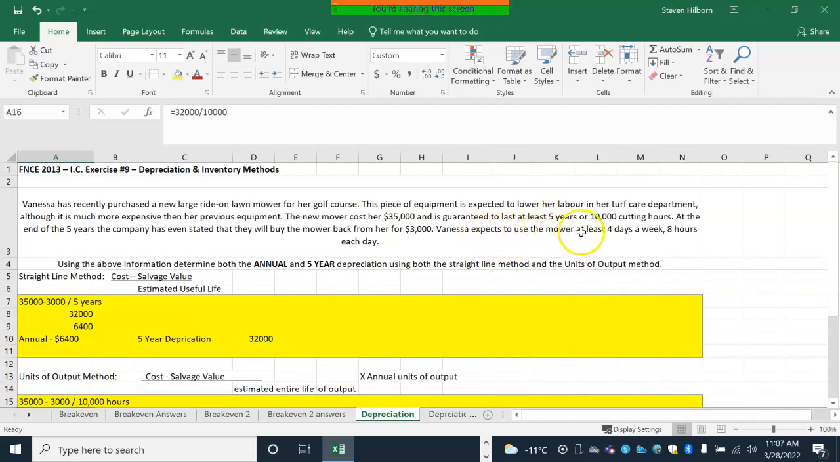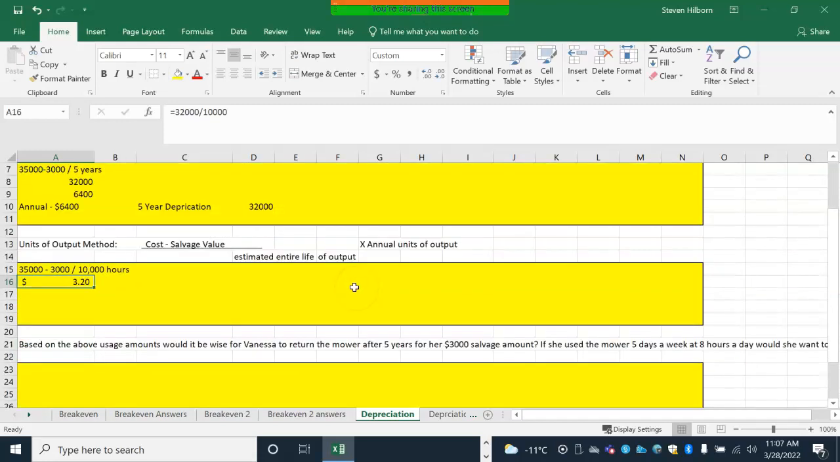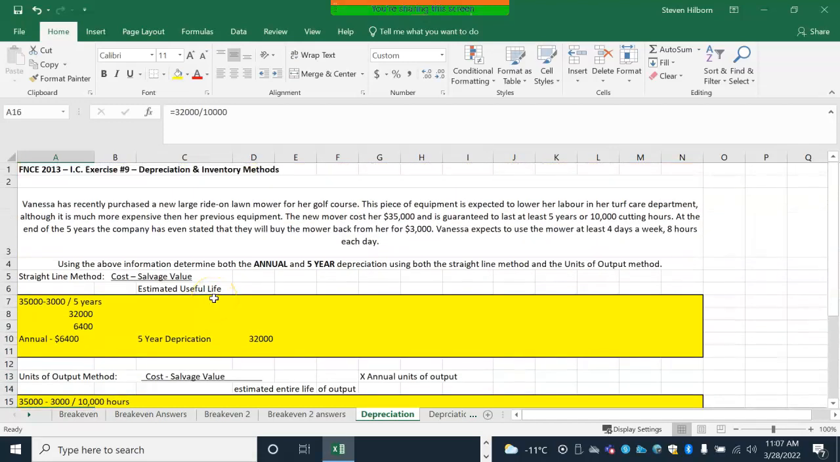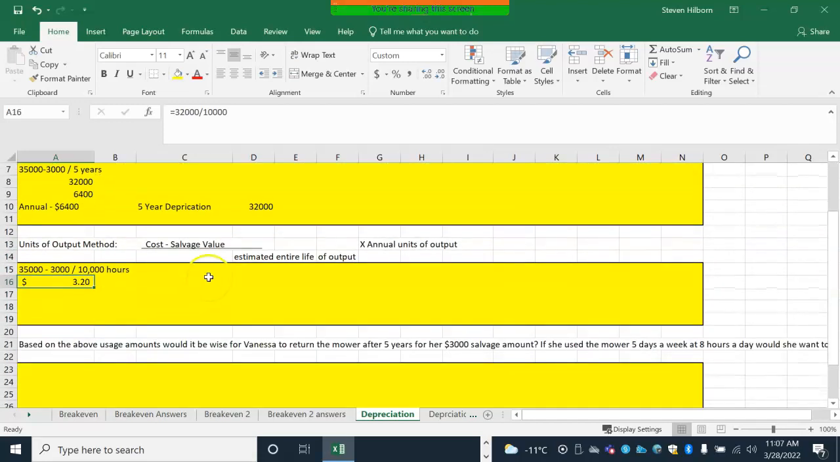Now she expects to use the mower 4 days a week, 8 hours each day for a year. Although it wouldn't be a year unless you live in Florida, but let's carry on. So 4 times 8 times 365. So she expects to use it 11,680 hours.